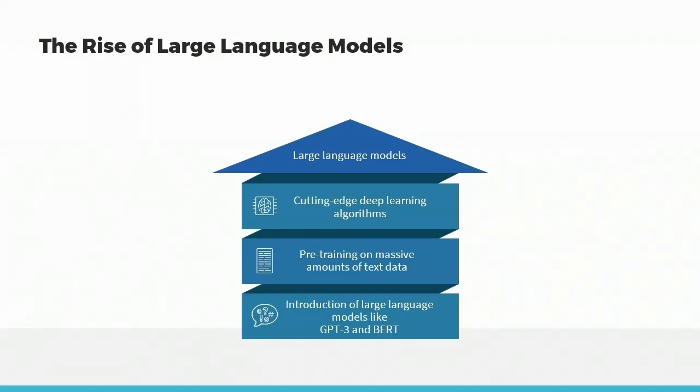The ability to pre-train LLMs on massive amounts of text data allows them to learn the structure and patterns of language, which enables the models to be fine-tuned for specific tasks and domains. GPT-3 and BERT, which is short for bidirectional encoder representations from transformers, are two well-known large language models, introduced by OpenAI and Google respectively. These models have been able to achieve impressive results, proving the potential of LLMs to revolutionize the field.